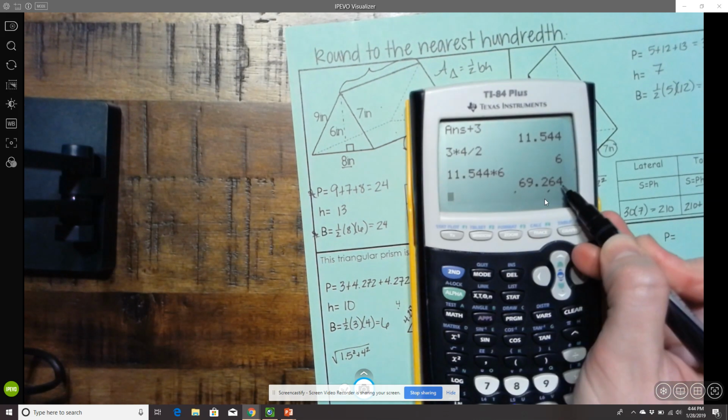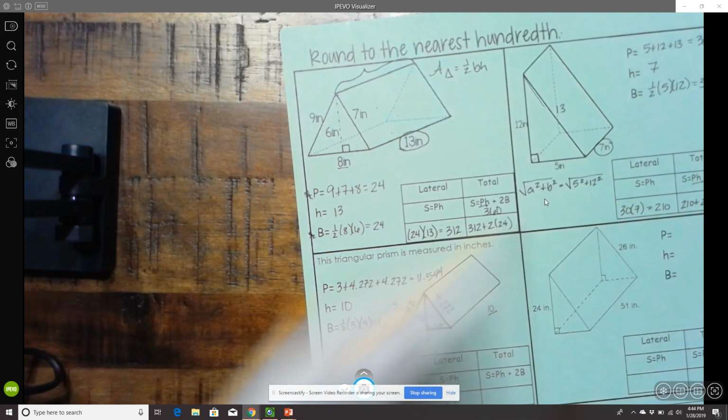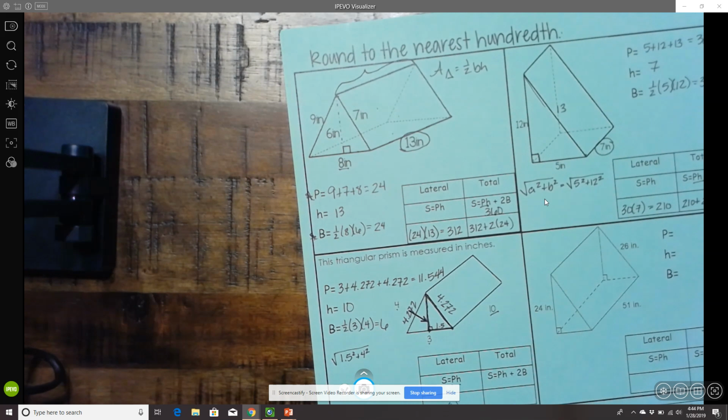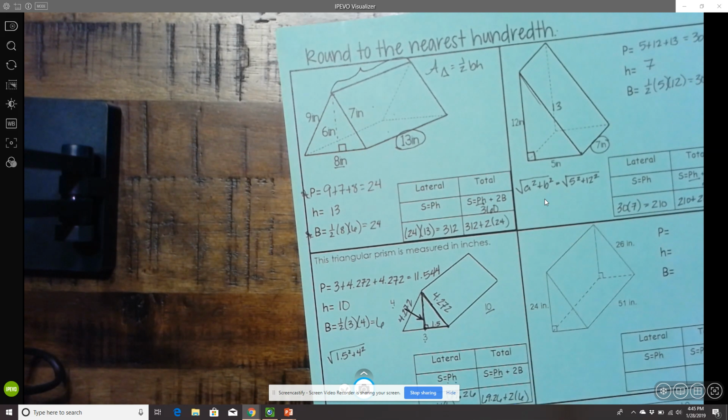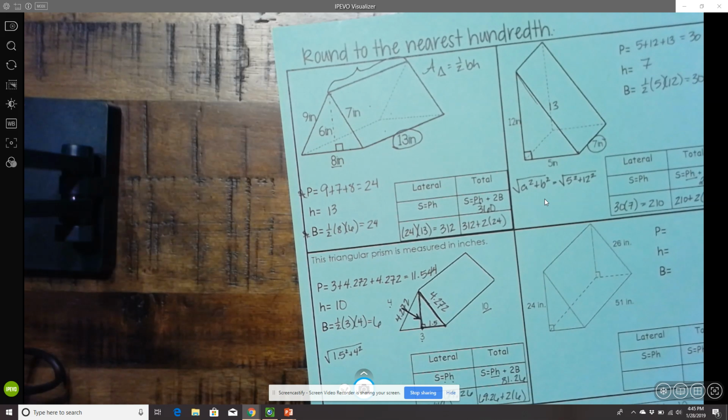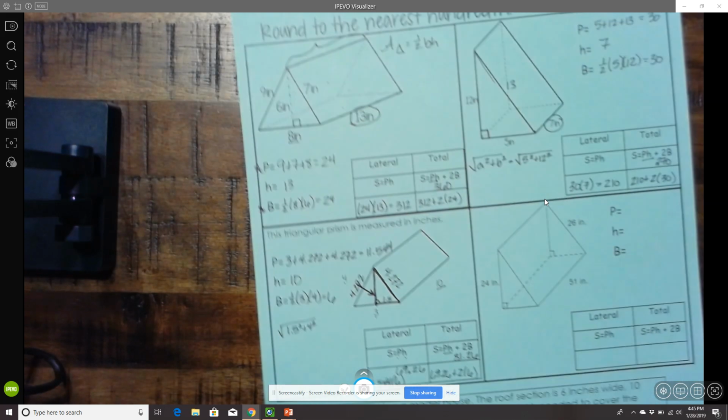So I'm going to round to this place, so I look at the 4, and the 4 says stay the same. So my answer would be 69.26. So lateral surface area again, plus 2 times the area of the base, would give me a total surface area of 81.26.